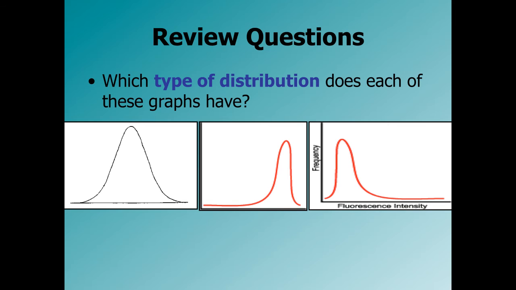Last question. Which type of distribution does each of these graphs have? So what do we have right here on our left? This is a normal distribution. It is very much symmetrical. Here you have a skew as well as here, but this one is a negative skew because the tail goes to the left. This is a positive skew because the tail goes to the right.